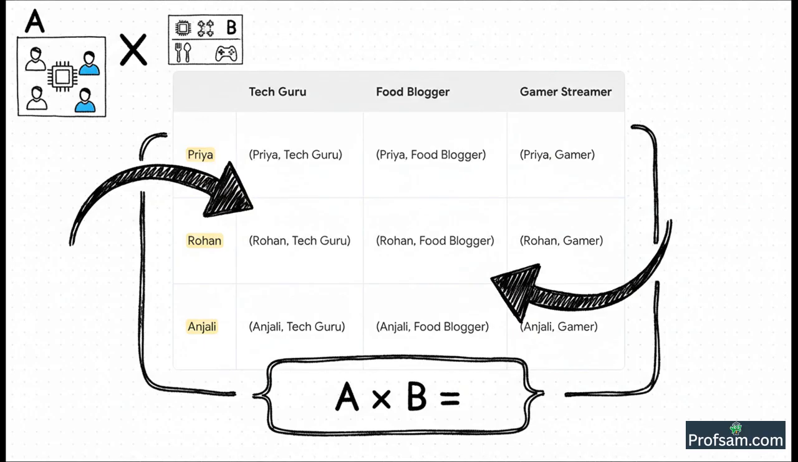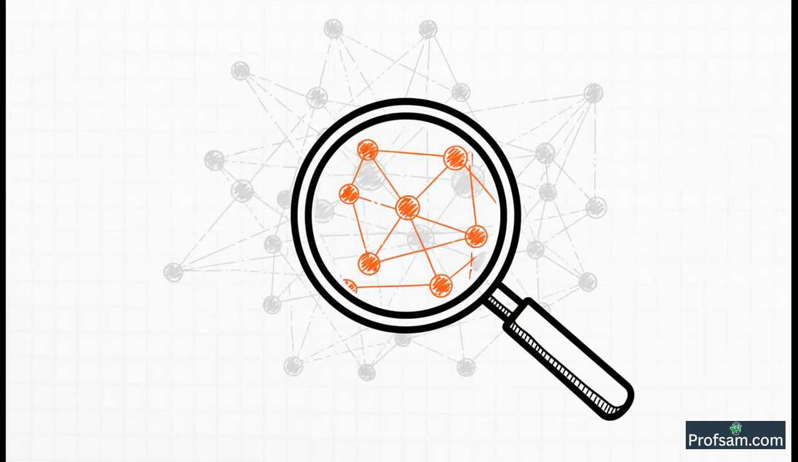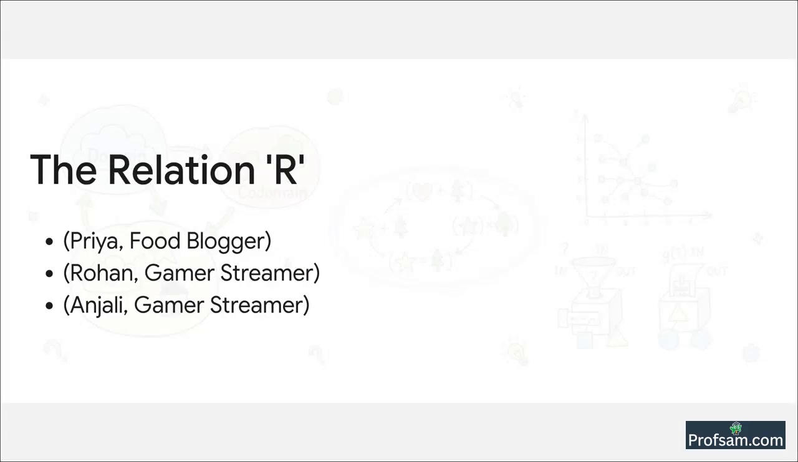could ever happen. But let's be real. In actual life, do you follow every single person you could? Of course not. Your following list is way smaller. You pick and choose who to follow based on some interest, right? So let's say these are the actual connections. Priya follows the food blogger, and both Rohan and Anjali follow the gamer streamer. This specific, chosen list of connections, this is what we call a relation in maths. It's that simple. It's just a selection from all those possibilities we saw earlier.